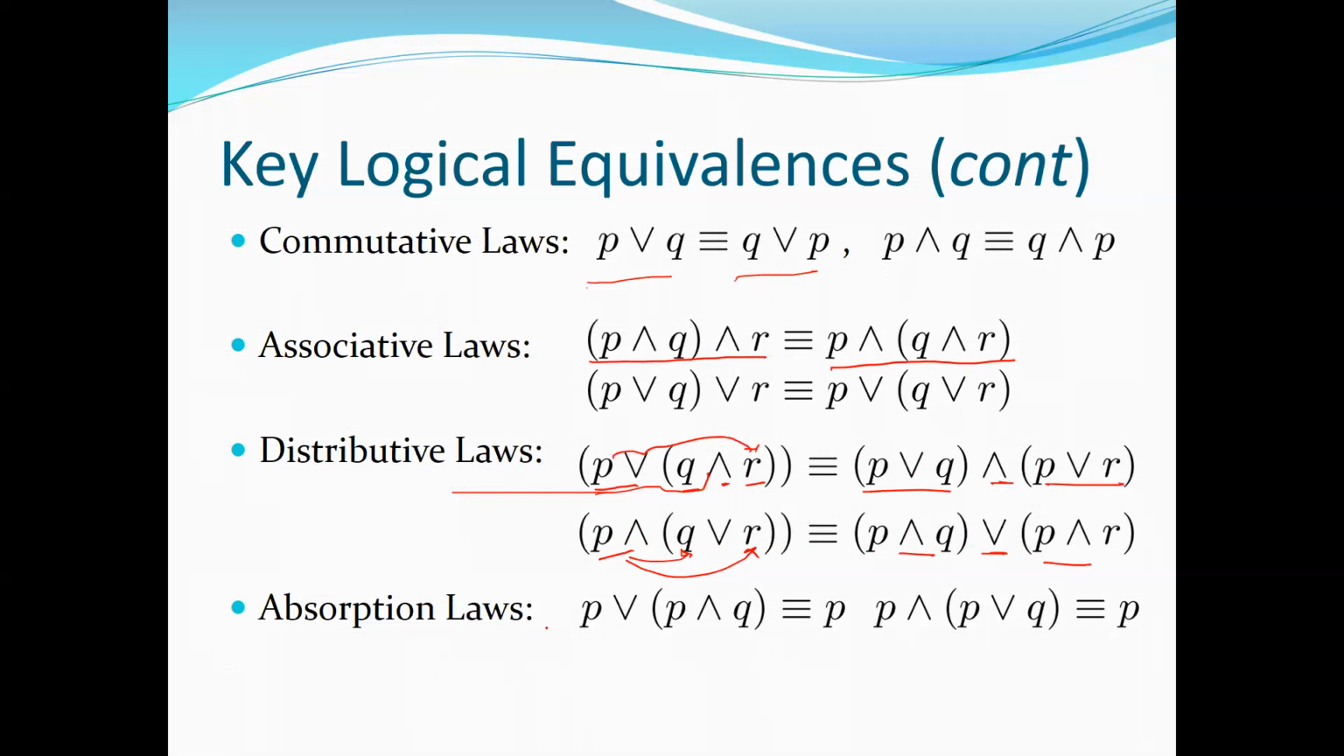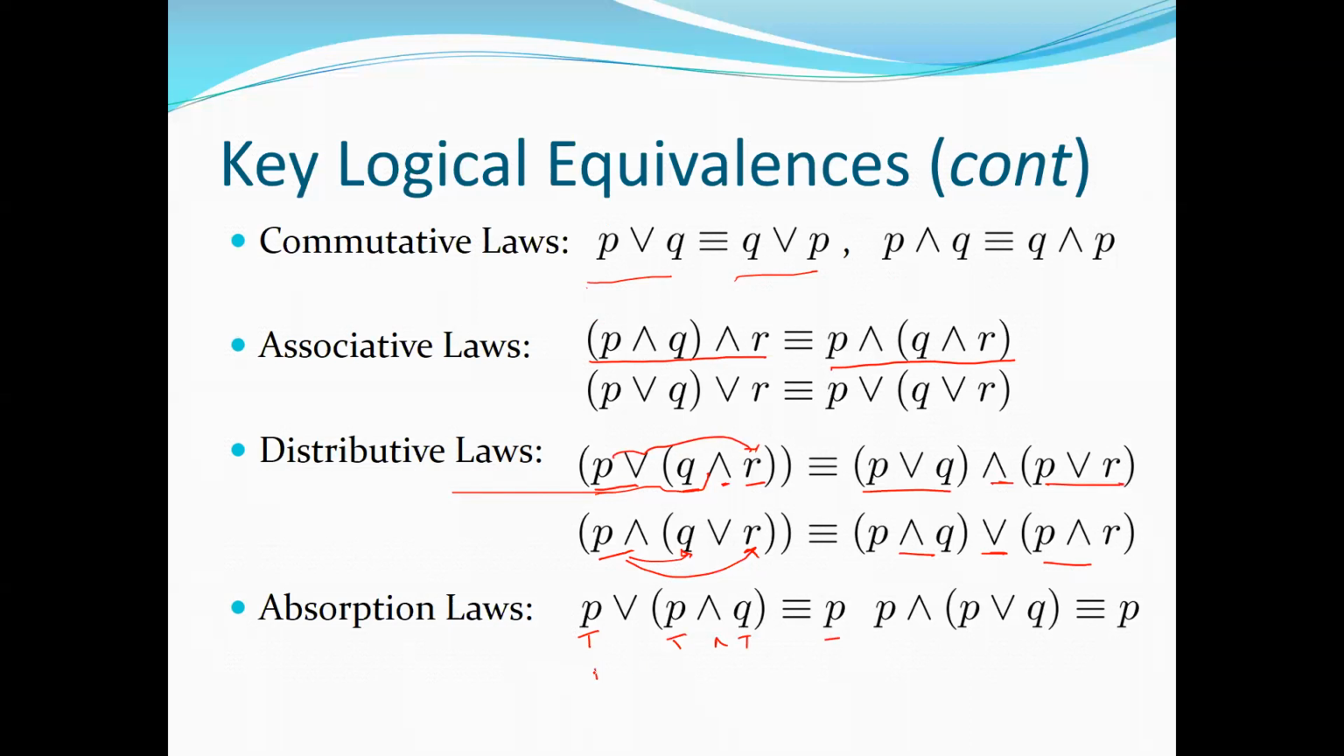Absorption law. Absorption law is if you have the proposition like P or (P and Q), the result is P. You can prove it. If P is true and Q is also true, then P and Q will result in true. And when you take the OR with P, the result will be true. That is equivalent to P.